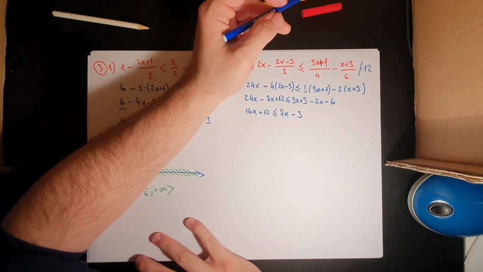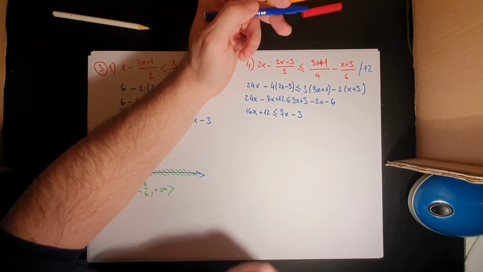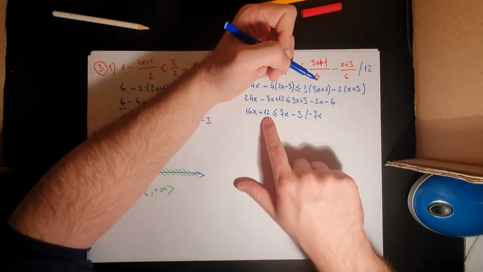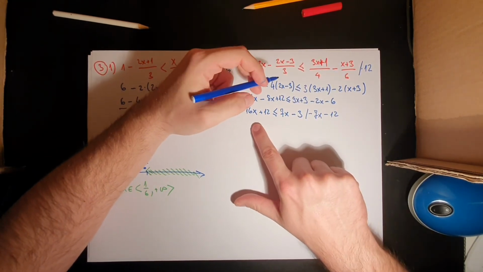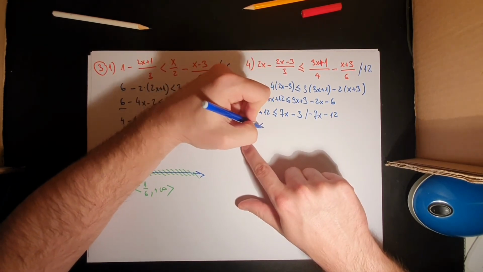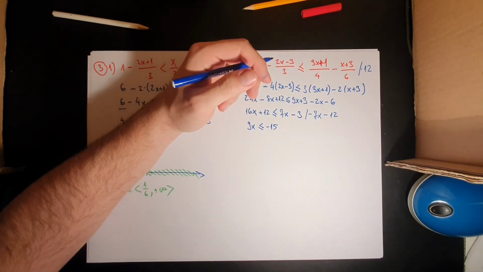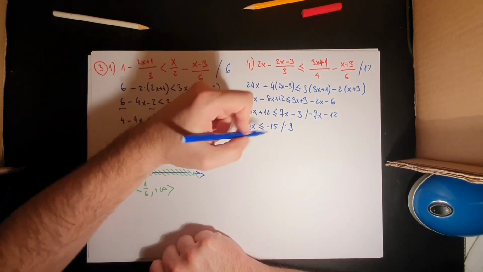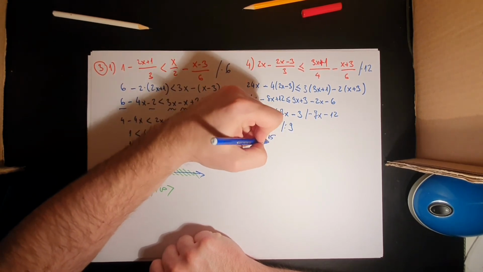Okay, so now in this case, let's put unknowns on the left side. So how to do it? Let's subtract 7x and subtract 12, which means that we're going to be left with altogether 9x, and it's going to be less than or equal to minus 15. So minus 3 minus 12 is going to be minus 15. Okay, the last step is to divide everything by 9. So x is going to be less or equal to minus 15 over 9.